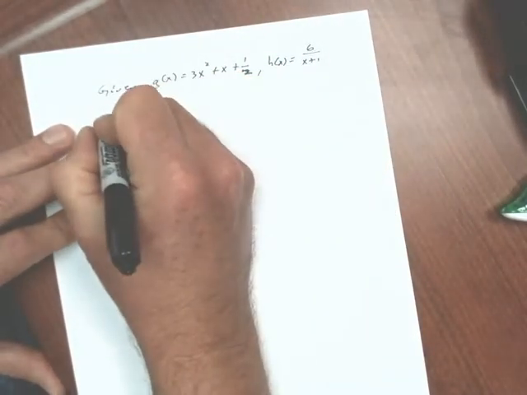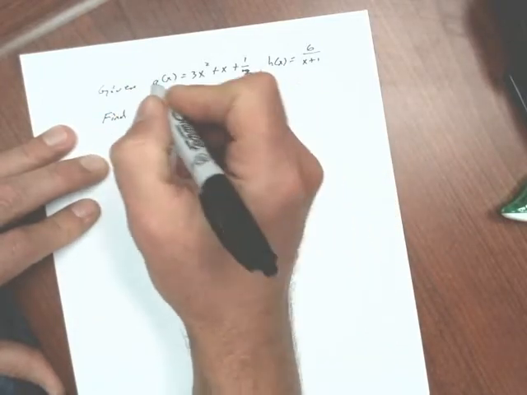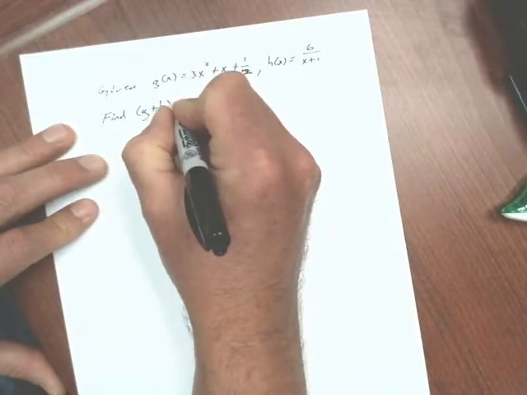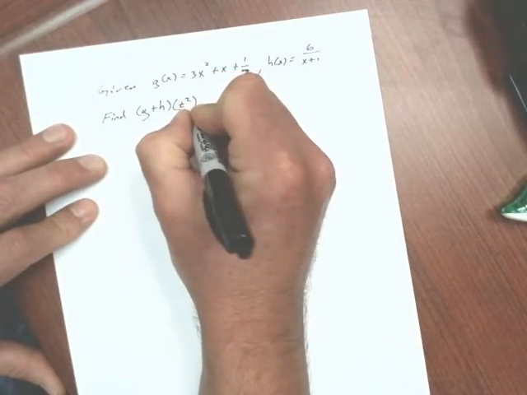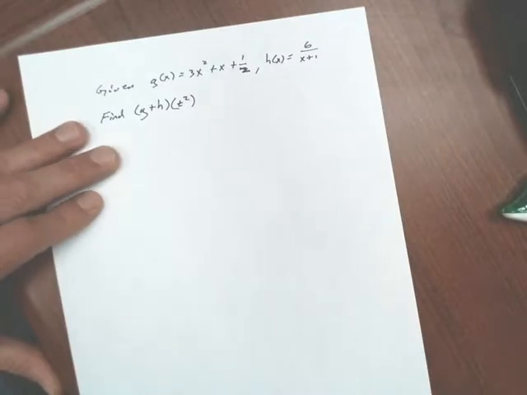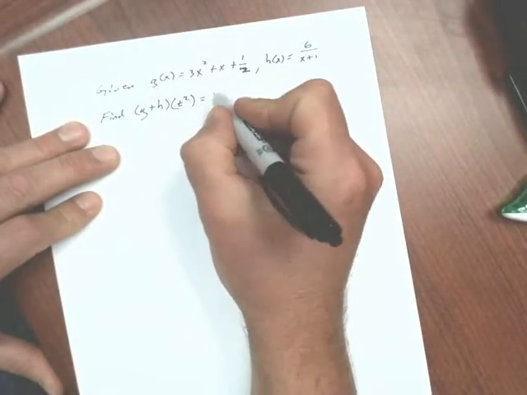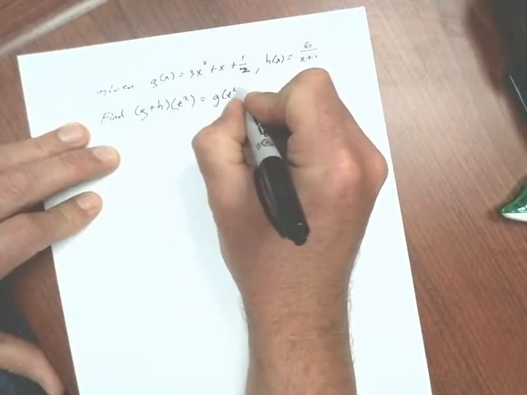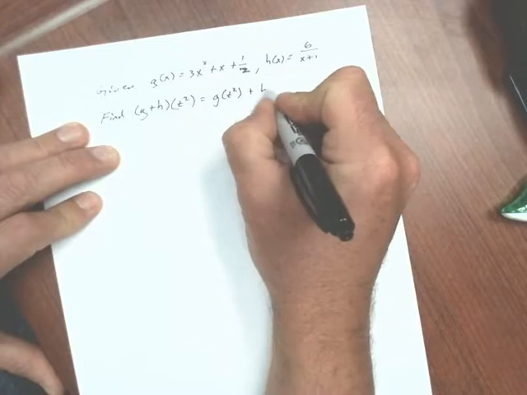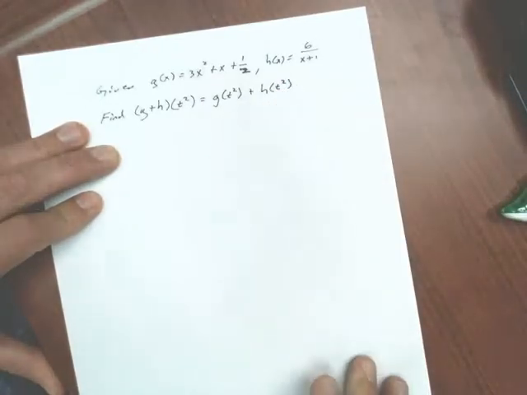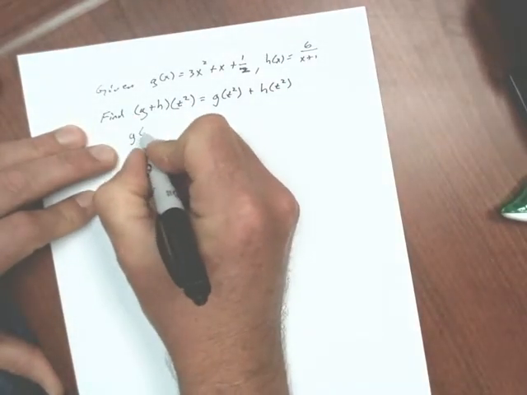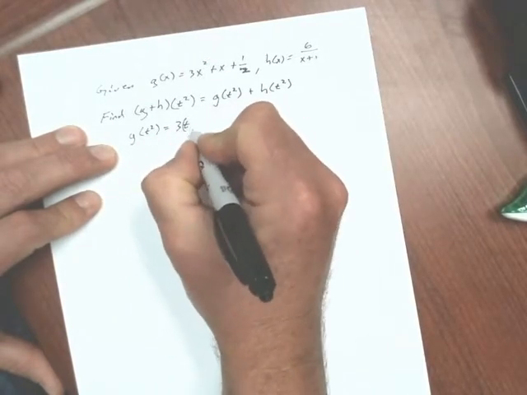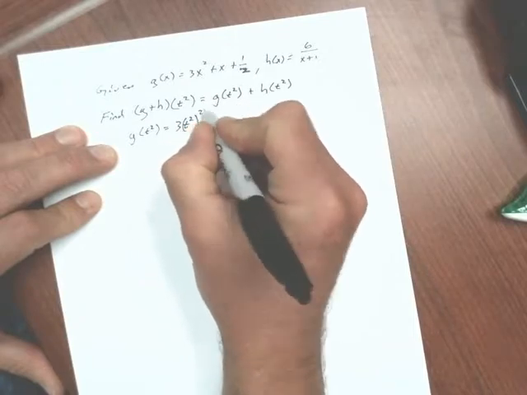Okay. Find g plus h of t squared. Now, using the algebra of functions, this is equivalent to g of t squared plus h of t squared. So what is g of t squared? It equals 3 times t squared, squared.